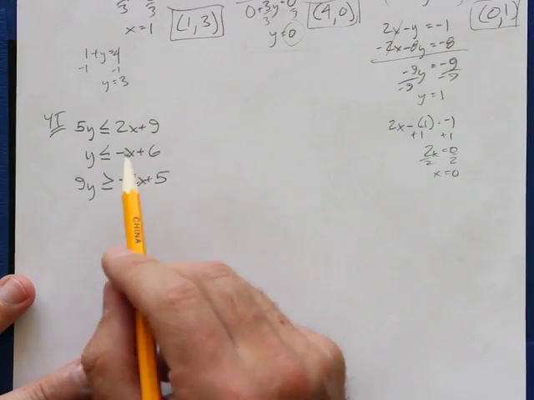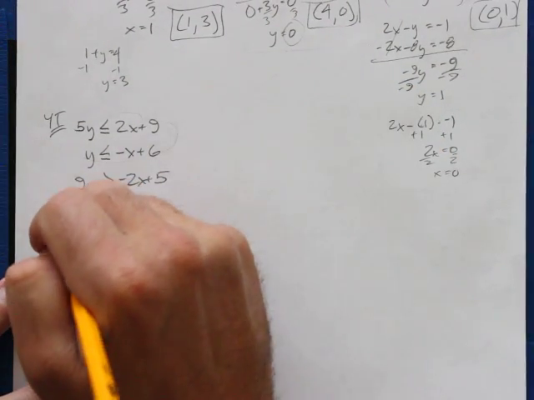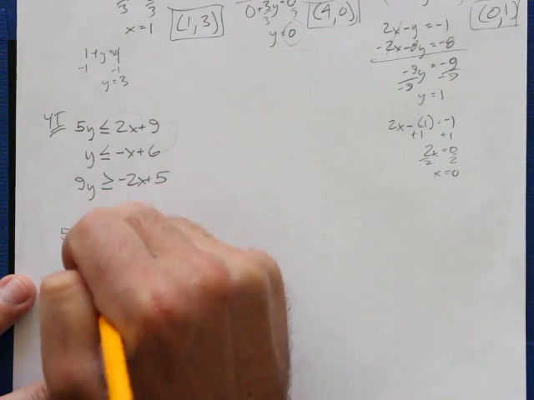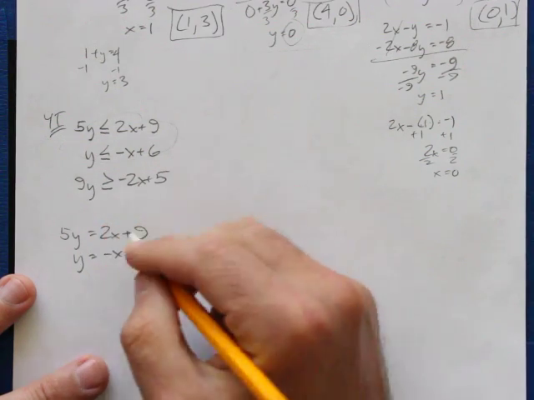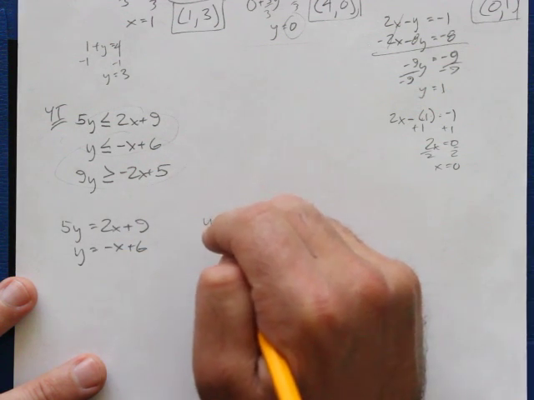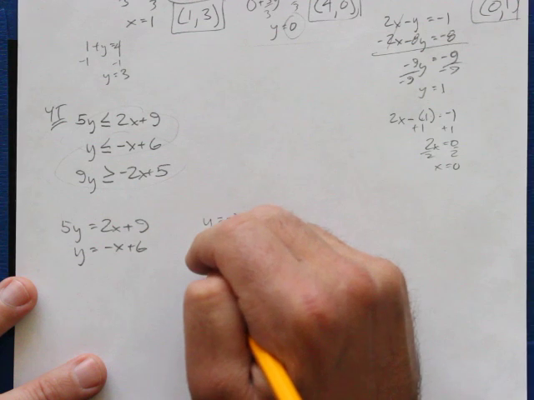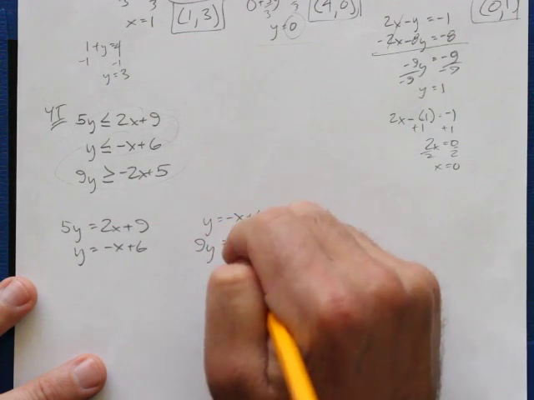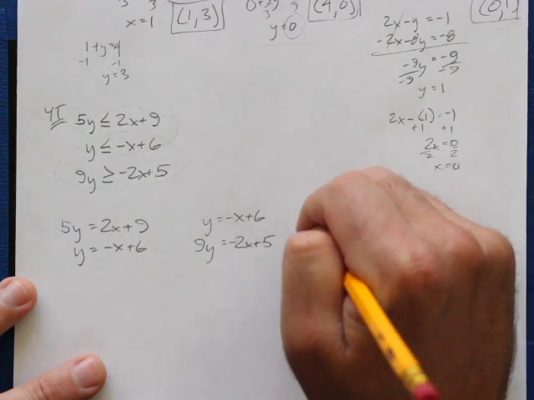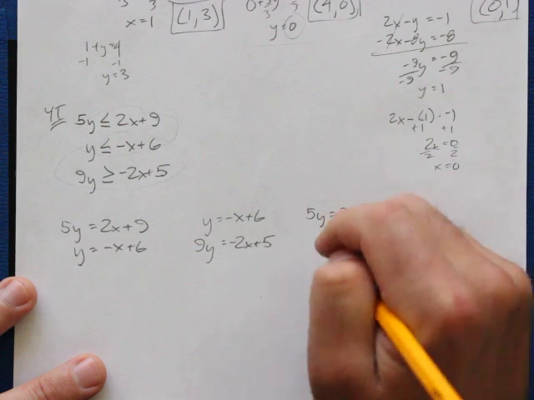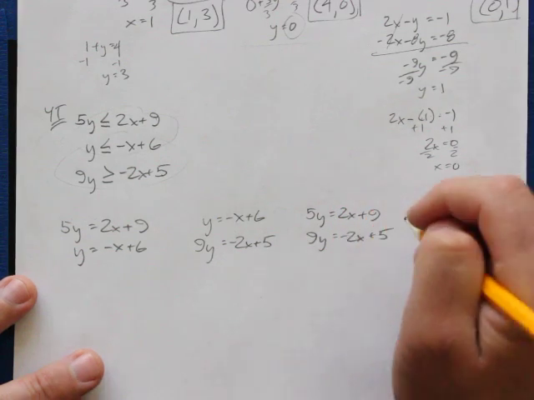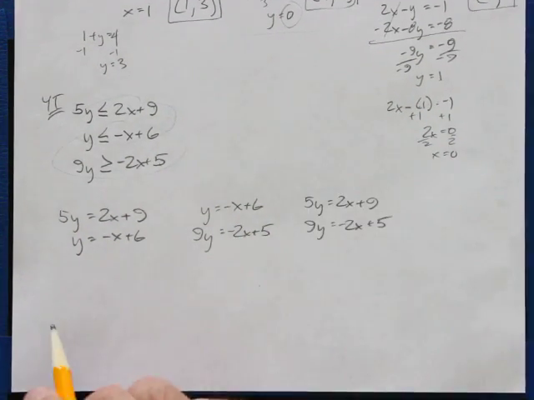All right. I'm going to do these two first. So I've got 5y equals 2x plus 9 and y equals negative x plus 6. I'm going to write down all of the equations I'm going to do just off the bat. So I'm going to say y equals negative x plus 6 and 9y equals negative 2x plus 5. And then the last one are the top and the bottom. So 5y equals 2x plus 9 over 9y equals negative 2x plus 5. Okay, I just wanted to write them all out and have them there.